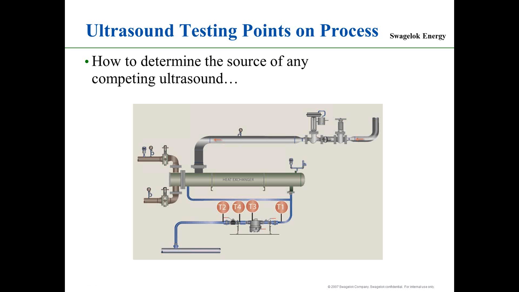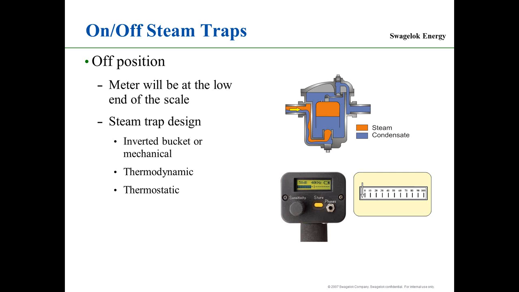This is such a baseline. You can't walk up to the unit and say, this is 180 psi and sensitivity, you should be at 25 kilohertz and sensitivity should be this. You need to do this, what we call comparison method, or I call baselining. So, easy, on-off steam trap.